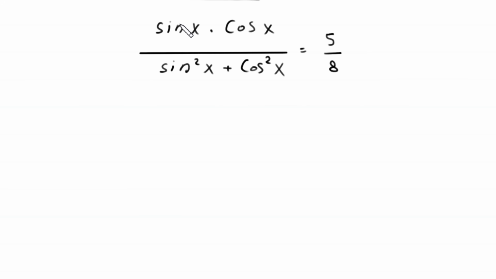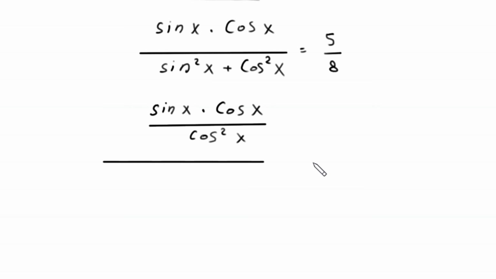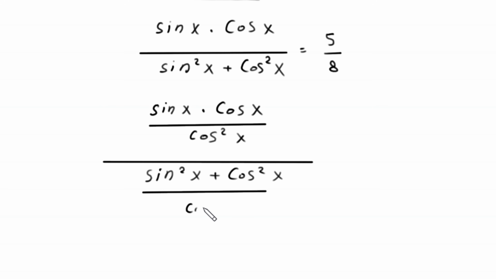Now we divide the numerator and denominator by cos squared of x. This will become sin of x times cos of x, and we divide the numerator by cos squared of x, divided by the denominator sin squared of x plus cos squared of x, and we divide this denominator by cos squared of x, equal to 5 over 8.